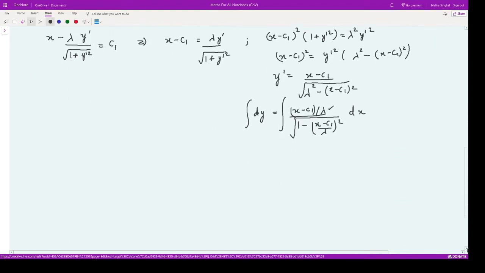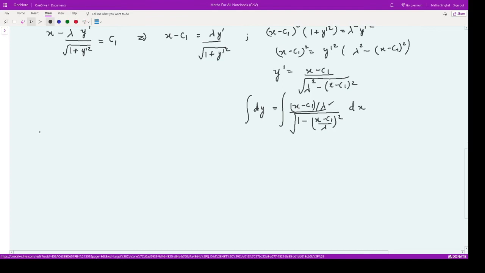For that, I'll substitute x minus c1 upon lambda is equal to sine of theta. So now you must be thinking why I took lambda common out of here. So from here I get dx upon lambda is equivalent to cos of theta d theta. Substitute these values back into this equation.